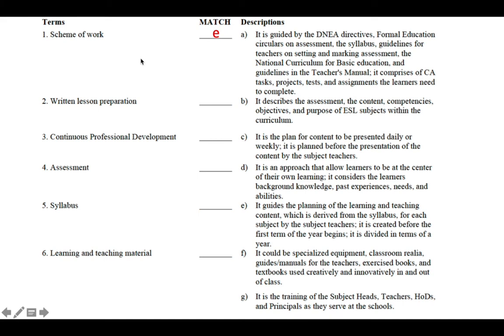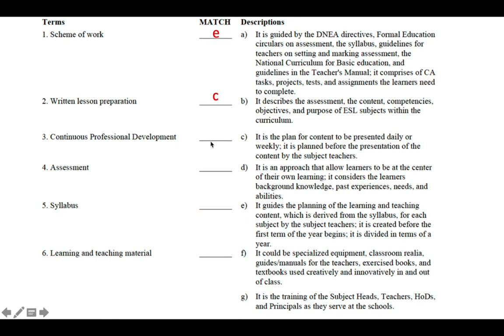And then written lesson preparation, that will be C. It is a plan for content to be presented daily or weekly. It's planned before the presentation of the content by the subject teacher. Before the lesson, before the presentation, you have to plan thoroughly and well before you come to the lesson.